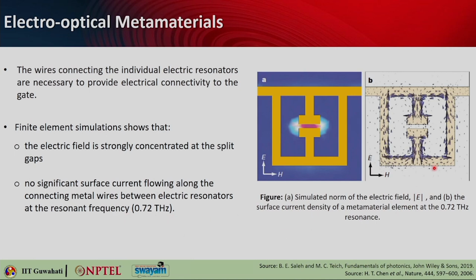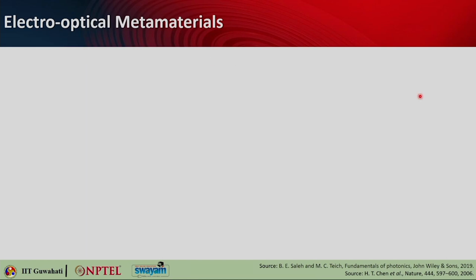Now, another important thing is that the two inductive loops that you see here are oppositely wound. One current goes in this direction, and another current goes along this direction. So, they are basically oppositely wound. So, you will see no magnetic response from this. You will only get a net electric response from this kind of metamaterial.